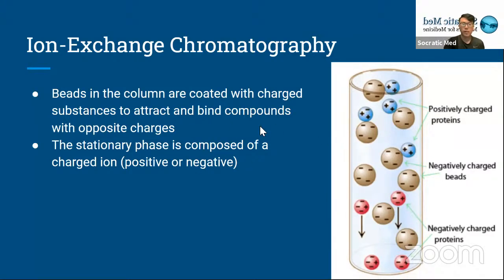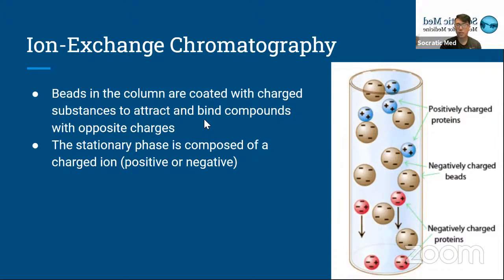So the stationary phase is composed of a charged ion, whether positive or negative, depending on which compound of the mixture you want to separate out. If you want to collect the positively charged compounds, you will have a column full of negatively charged molecules in order to have the negatively charged molecules adhere to the positive compounds and keep it in the column, and the opposite for the opposite charge.